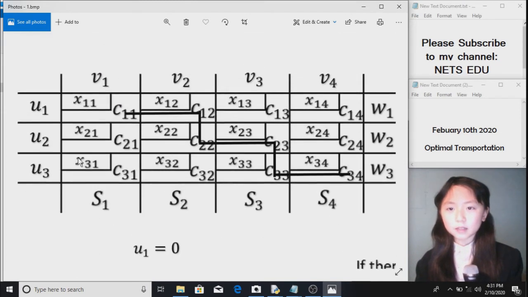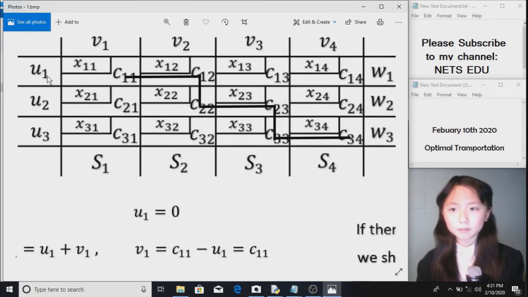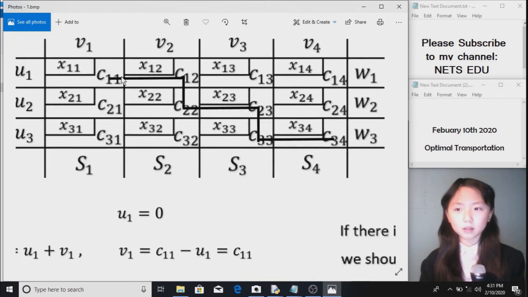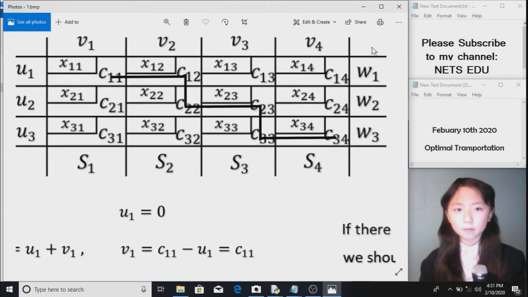First, I'll change all these to variables. We want to set it so that U1 plus V1 equals C11. So here's the cost per truckload transported from warehouse 1 to factory 1. We set U1 equals 0, since that is the simplest form. We want it so that this plus this equals this, and this plus this must equal this, and so on.